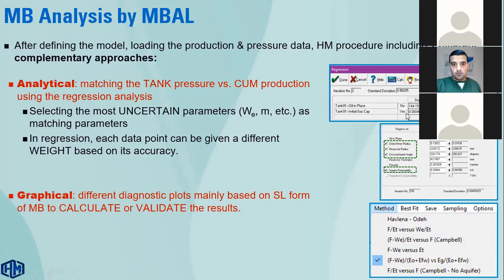As you can see, we have regression analysis. In this case, we have to select the most uncertain parameter like W sub E, water influx, M, and so on, as the matching parameter and run the regression. The second approach is the graphical approach. By plotting different diagnostic plots, typically based on the straight line form of material balance, the graphical approach is used to calculate or validate the results of the analytical approach.